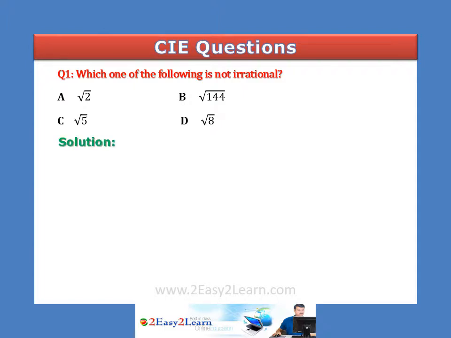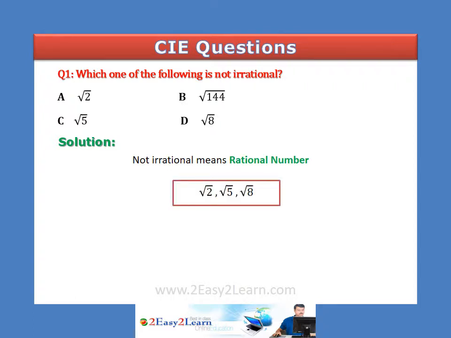Let's discuss each option one by one. Not irrational means rational number. All options are in square root form, therefore it must be a complete square root. Square root of 2, square root of 5 and square root of 8 are incomplete square roots which cannot be written as simple fractions, so these numbers are irrational numbers. Square root of 144 is a complete square root, it can be written as simple fraction 12/1, therefore option B is the correct answer.